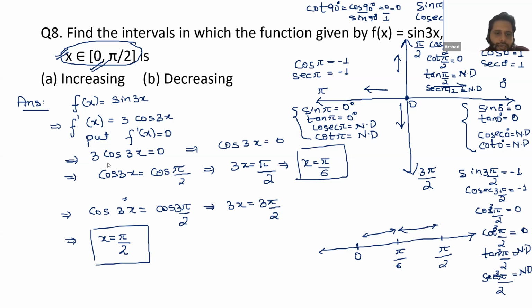As I asked you about the 0, when is cos 0? Cos is 0 for pi by 2 and for 3 pi by 2. So please remember it this way.